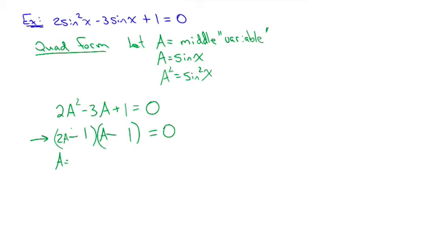You factor, and then you take your factors and set them equal to 0, because the product of two numbers equaling 0 implies that one of them better be 0. So a minus 1 equals 0 and 2a minus 1 equals 0. Then you add 1 and 1 half. So you get a is equal to 1 and a is equal to 1 half.